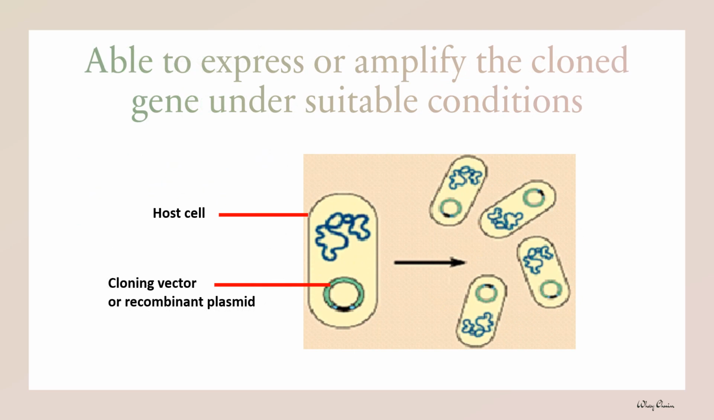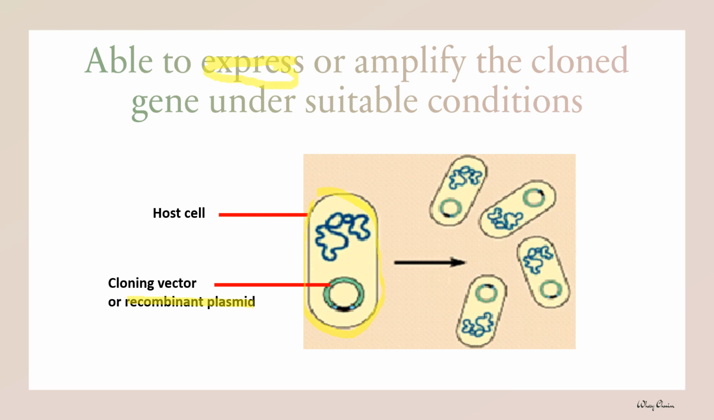The last characteristic of a cloning vector is the ability to express or amplify the cloned gene under suitable conditions. Sebab cloning vector yang telah berjaya menerima foreign gene iaitu DNA yang isolated daripada organism which is different species, the cloning vector will be called a recombinant plasmid. Apabila recombinant plasmid ini dimasukkan dalam satu host cell atau sel perumah, dia mesti berjaya menunjukkan keupayaan menghasilkan produk mengikut gene yang dibawa itu. This is what we say express.